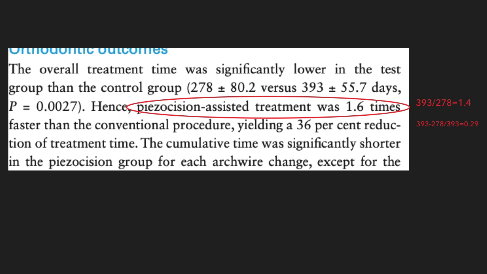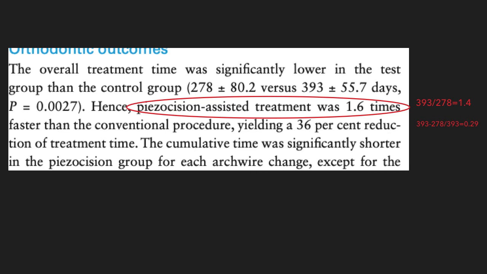This is a randomized controlled trial published in a European journal. The researchers found that the overall treatment time was significantly lower in the test group, 278, than the control group, 393, and the physician assisted treatment was 1.6 times faster than the conventional procedure.